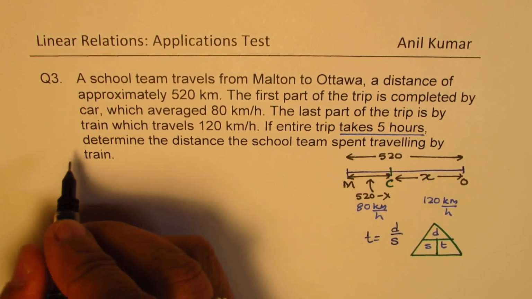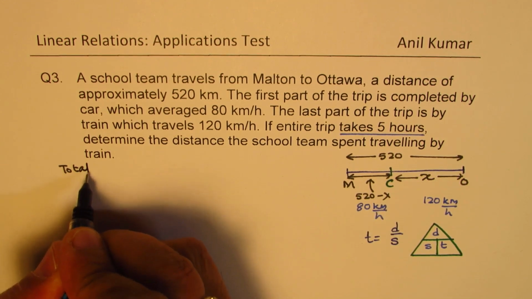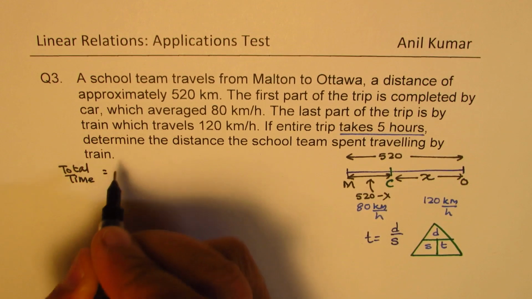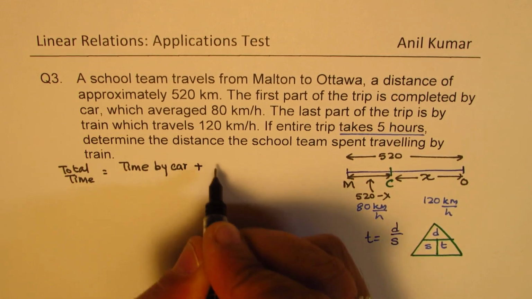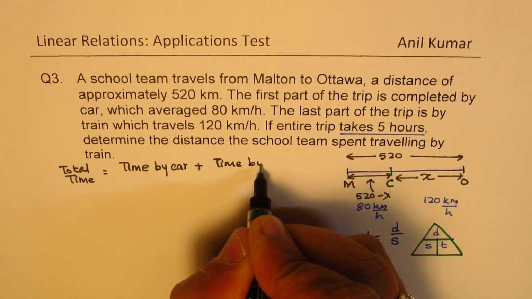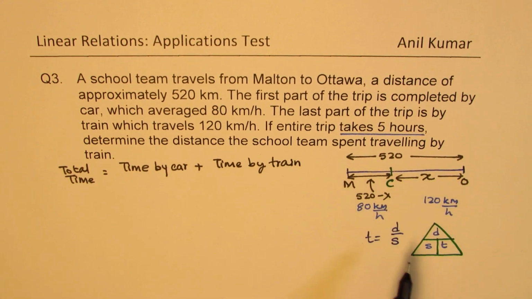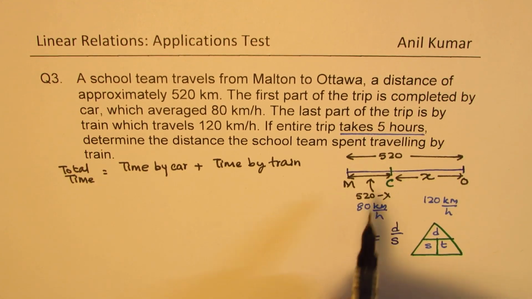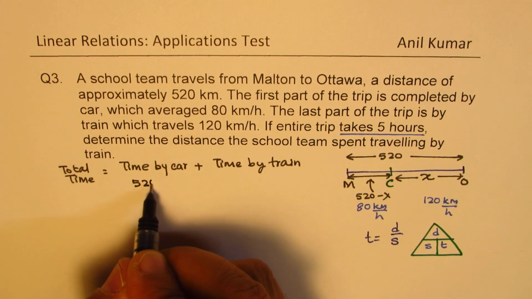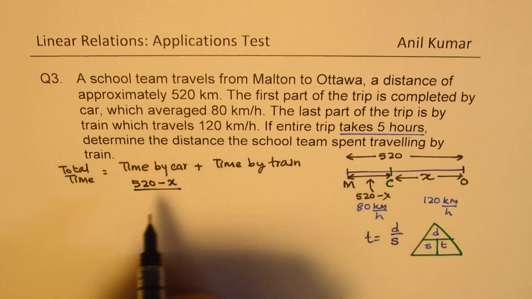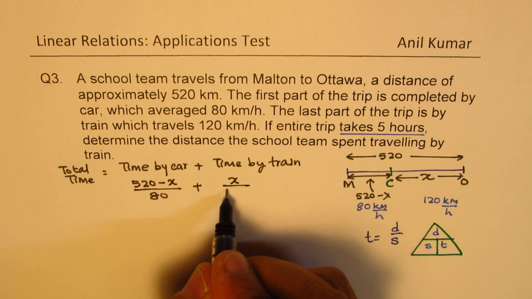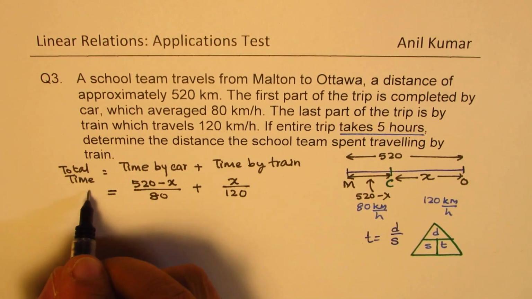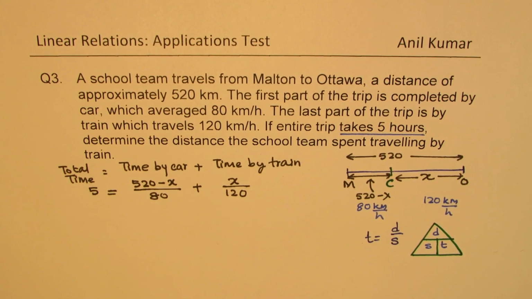So to form the equation, we have total time equals time by car plus time by train. Since time is distance over speed, by car we are traveling 520 minus x and the speed is 80. By train we are traveling x and the speed is 120, and this total time is 5 hours. So we got everything now in the form of an equation.